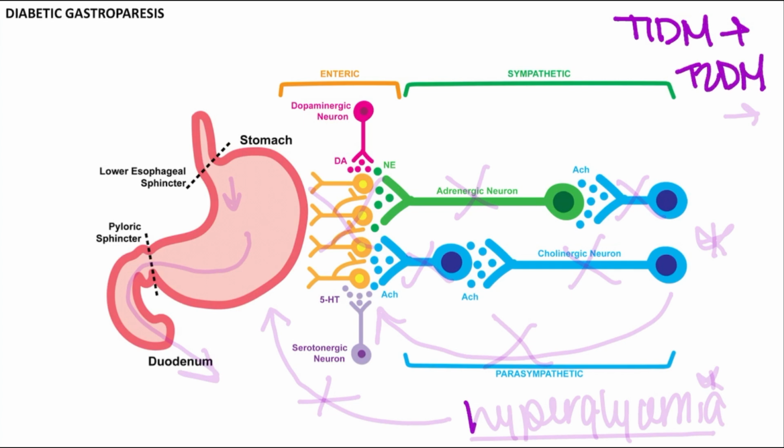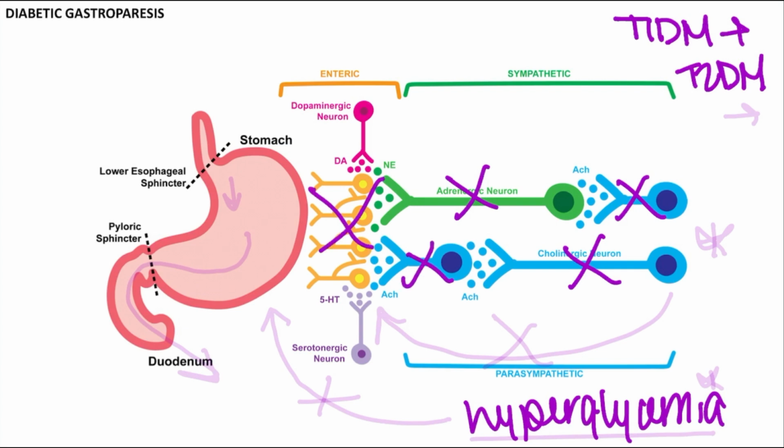So chronic hyperglycemia can cause neuronal damage and eventually can lead to autonomic and enteric neuropathy, resulting in dysfunctional neurotransmission, a reduced number of contractions in the GI tract, and a lack of coordinated contractions. And this results in that delayed movement of contents from the stomach into the small intestines.